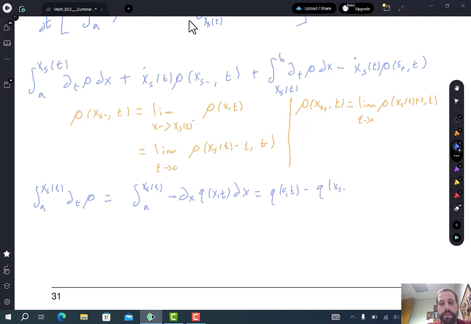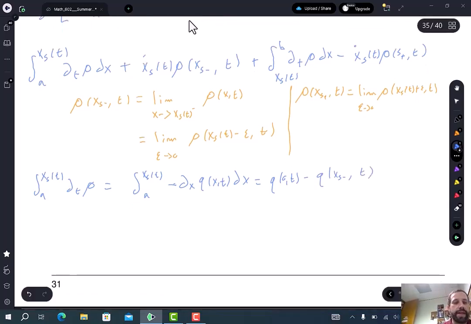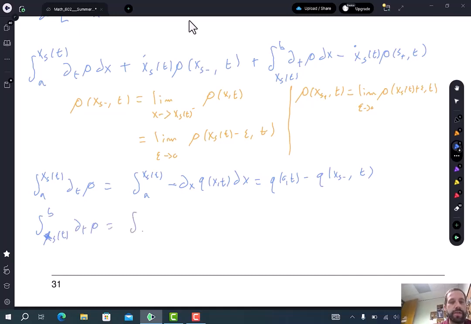of xs minus t. Okay, and similarly, if I look at the integral from xs of t to b of the t derivative of rho, this is going to be the integral from xs of t to b of minus the x derivative of q. And then this is going to be equal to q of xs plus t minus q of bt. Okay, so copy these expressions down because I'm about to erase them and replace these integrals with them above.